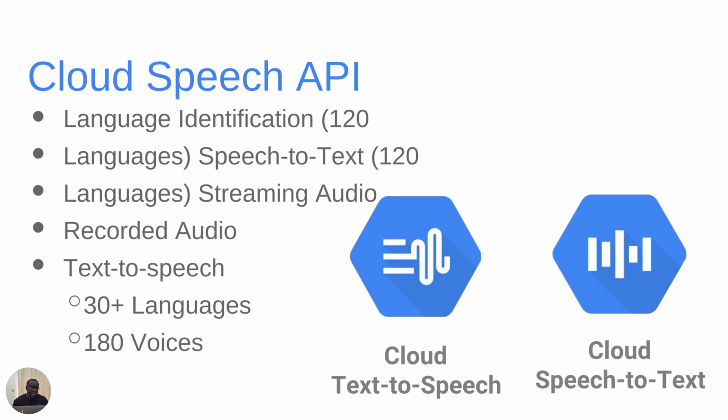The difference is that with recorded audio, you need to upload that recording to a cloud storage bucket. And for text to speech, you're able to get your recordings in about 30 languages and in up to 180 different voices.